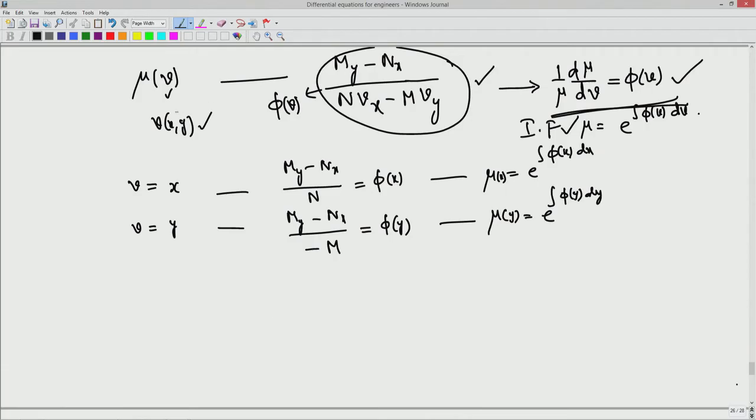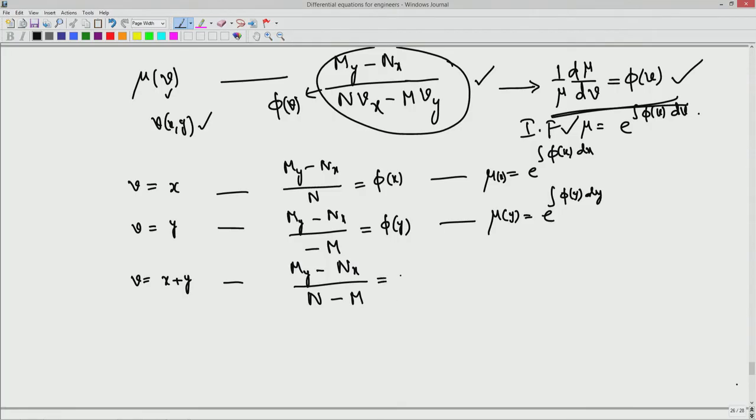Otherwise, for any general v of x and y, for example, I will give you a list. I list v as this, and then you can go ahead for other forms. So v equal to, let us say, I will just give you x plus y. If you are looking for it in this form, then what you should check is (∂m/∂y − ∂n/∂x) divided by (n·v_x − m·v_y), where v_x is 1 and v_y is also 1.